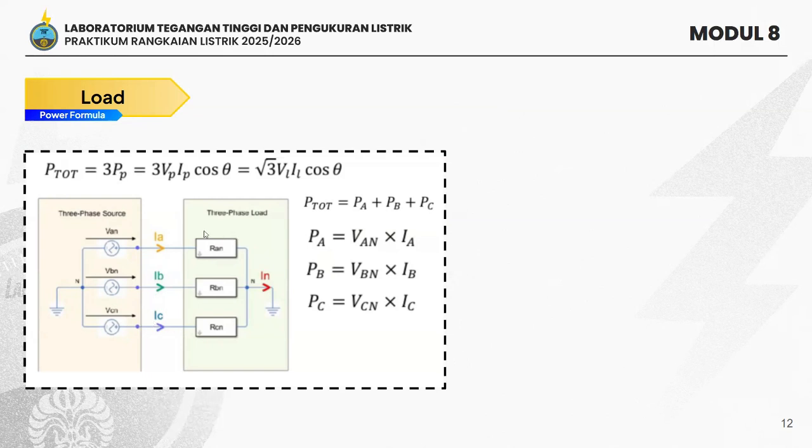If you have an unbalanced load, you have a different value for the power on each line. You must calculate every line for the system. PA is VAN times IA, and VBN times IB, and so on. When you finish calculating everything, you can add them to calculate the total power of your system.